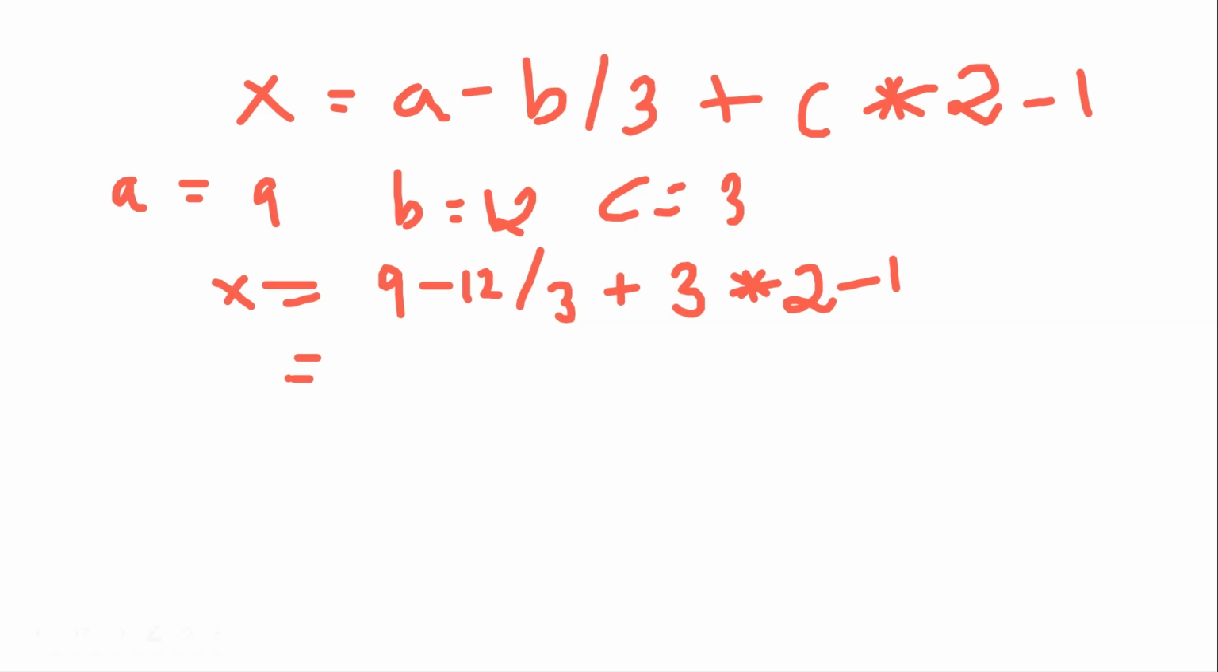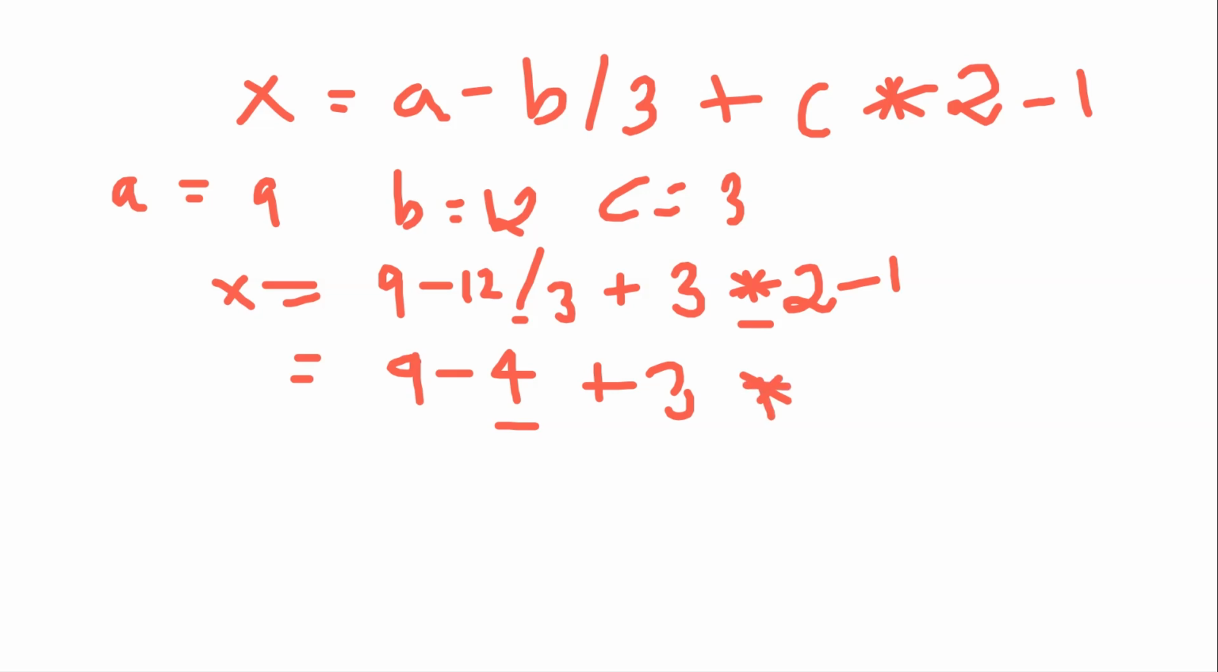So according to the operator precedence rule, division and multiplication have the higher priority. But we have both the operators in this expression. Whereas the associativity rule says that we have to execute from left to right. So according to that rule, division has to be operated first. So 12 by 3 will be evaluated first. So we will get the result as 4. So the expression now becomes 9 minus 4 plus 3 into 2 minus 1.